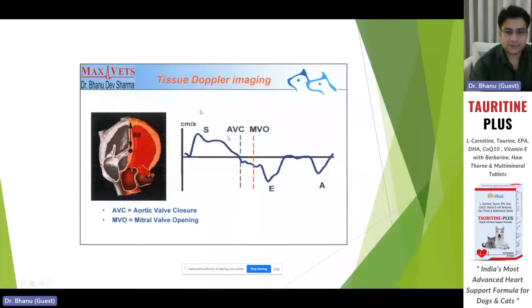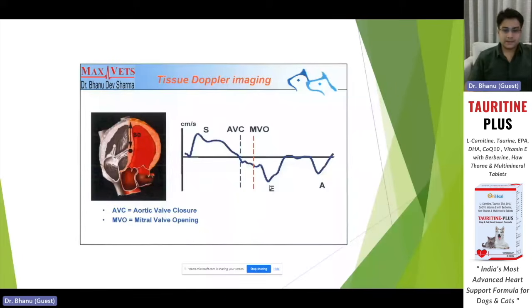you will see this kind of a graph in which there is a systolic S wave and there is a negative E wave and A wave. You measure the E wave velocity here, and less than 2.5 centimeters per second would mean relaxation abnormality and would mean RCM. You have to combine it with the other RCM features of biatrial dilatation, and that would be a gold standard to detect RCM in cats.